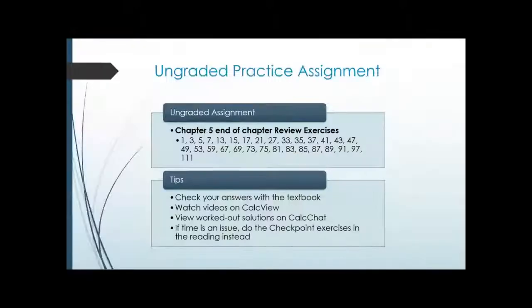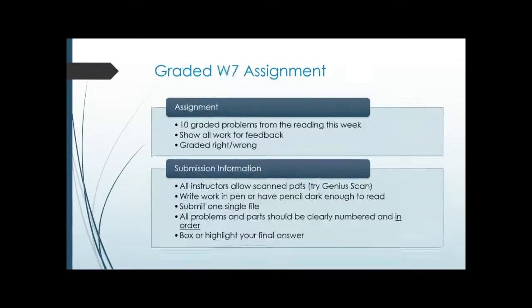So assignments, your ungraded practice assignment is chapter 5 and review exercises. I tried, there was no pattern to these really because I'm just picking and choosing. Unfortunately there's no shortcut to writing them, but those are all the problems that will help you study for the final exam, which is going to have this material.